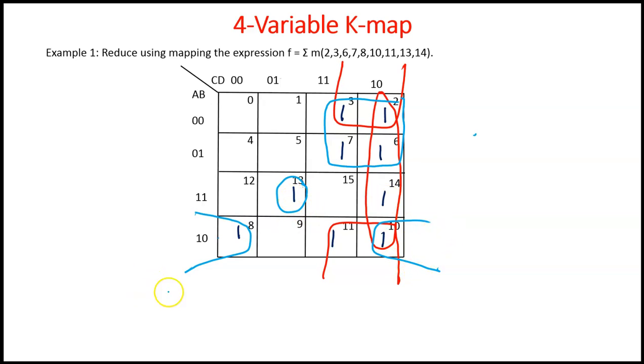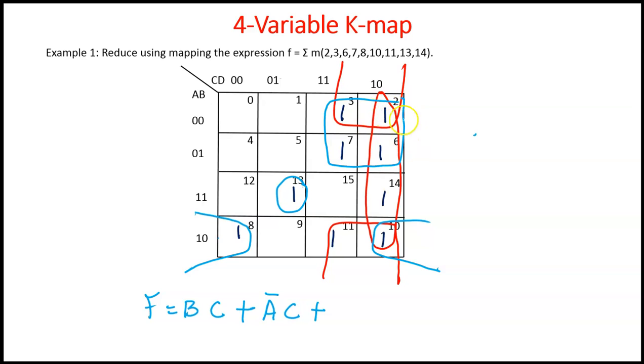Now, can we write the expression? F is equal to, this 2, 3 and 10, 11 is one grouping. Here B is not changing, and the next one is C, so BC. Plus, this 2, 3, 6, 7: here A is not changing, so A bar, and the next one is C, so A bar C. Plus, this four is one group.